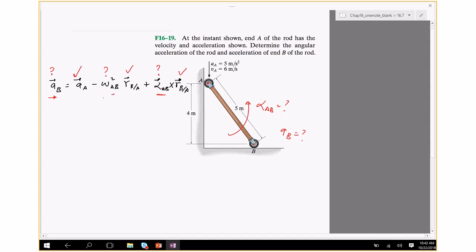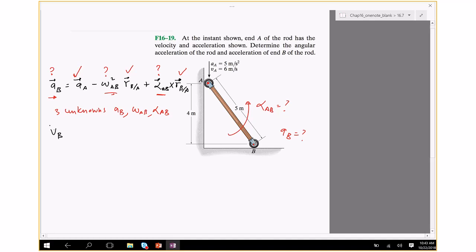So we have three unknowns: a_B, omega AB, alpha AB. When we expand this equation and write the i and j components, we see that we cannot solve for all three unknowns because we end up with two equations. So you clearly cannot solve this equation by itself. The key is we have to find omega AB first, and then use that equation to solve for alpha AB and a_B. So you have to do the velocity analysis first, without which you cannot do the acceleration analysis. So let's write the velocity formula.